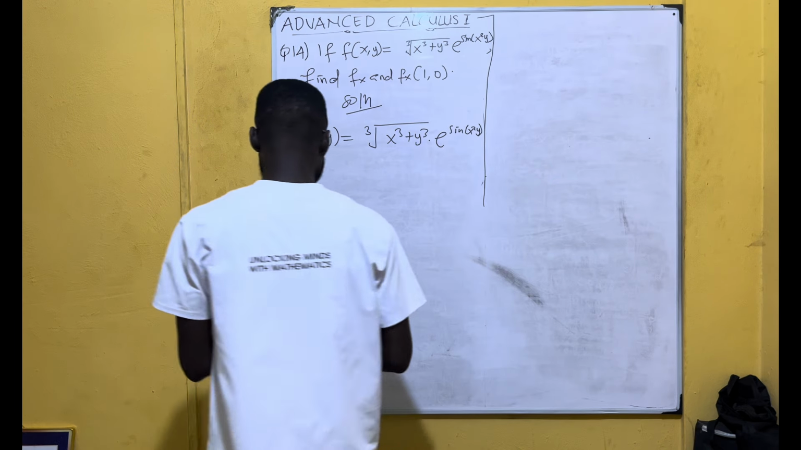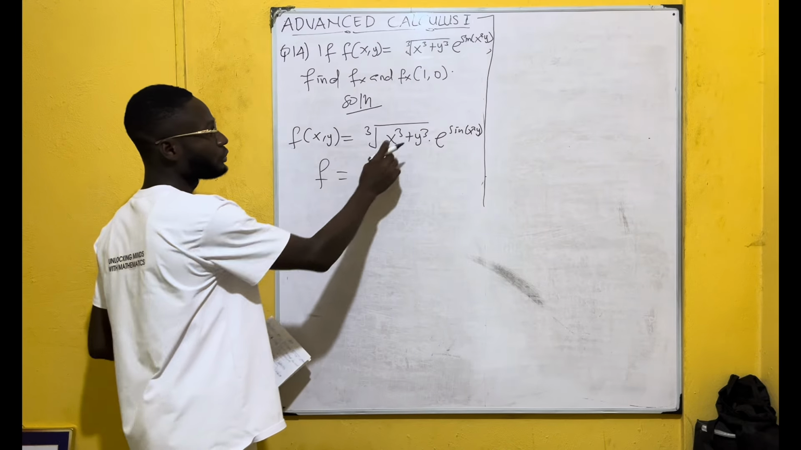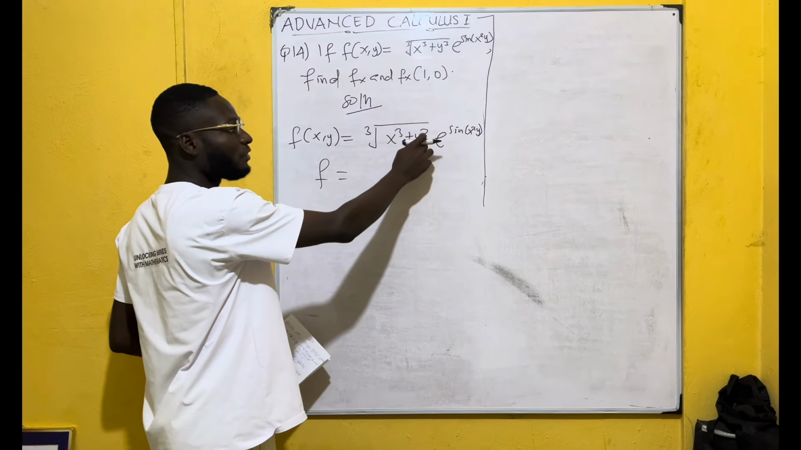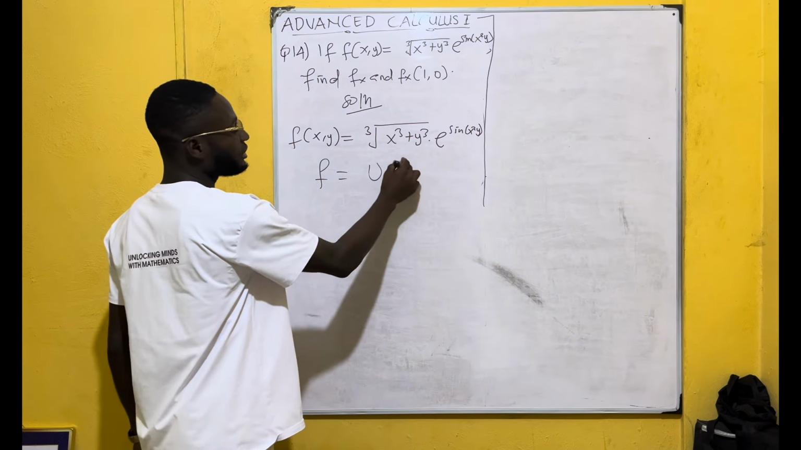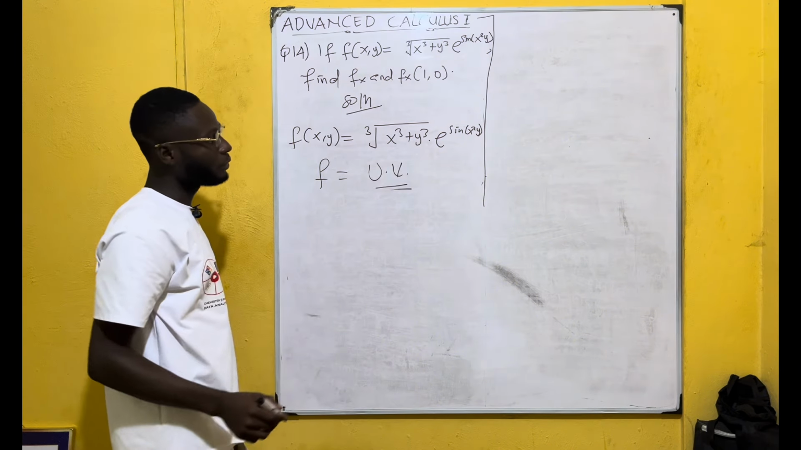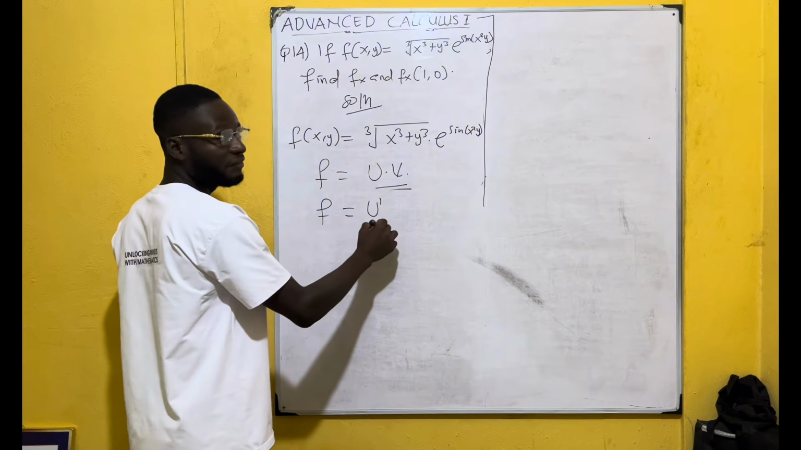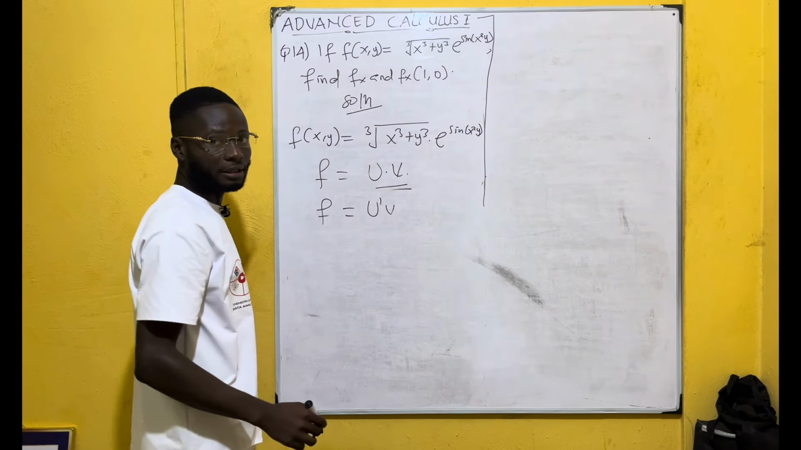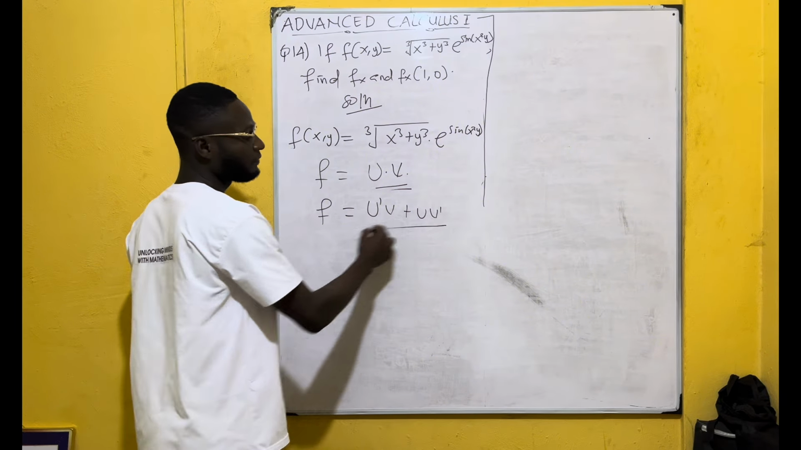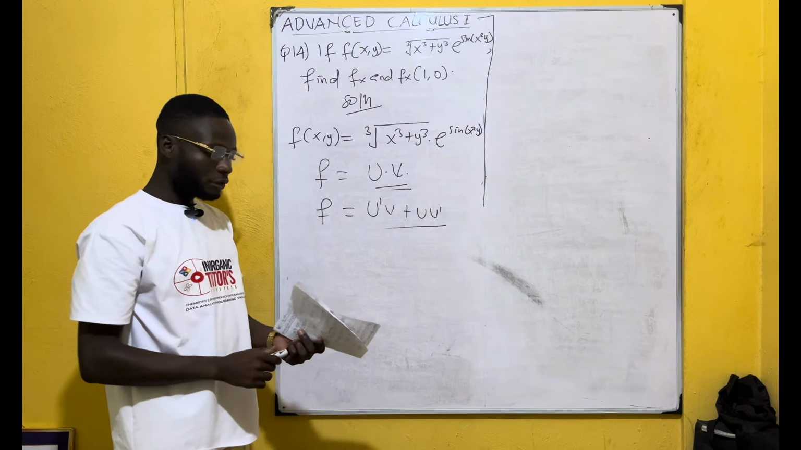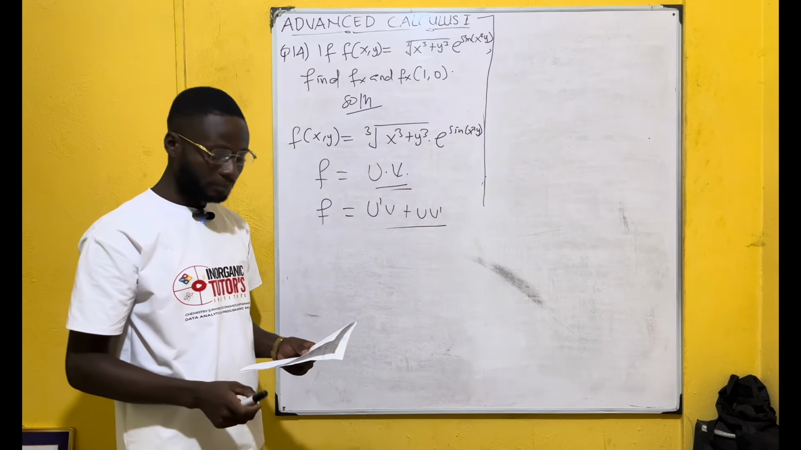So we are going to use the product rule, and the product rule says that if you have two functions that are stacked together like this and you want to differentiate, then first differentiate the first function, then maintain the second function, plus maintain the first function, differentiate the second function. So we are going to use the same knowledge here to deal with this particular problem.